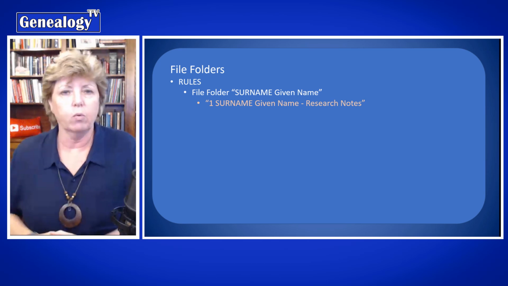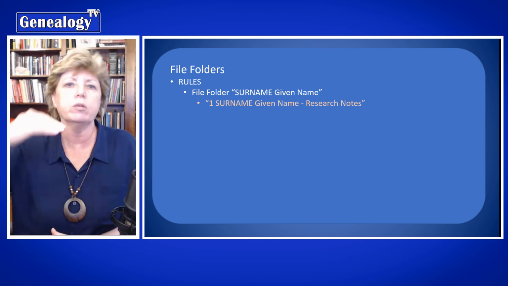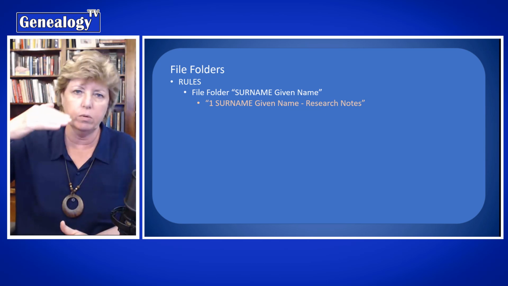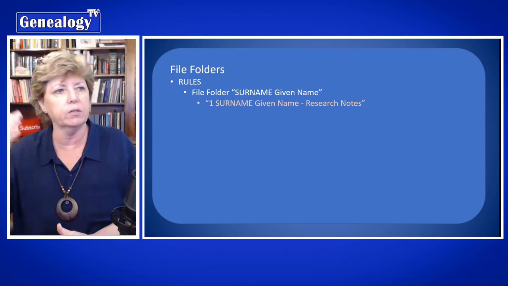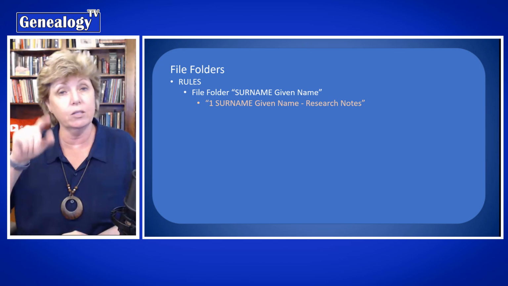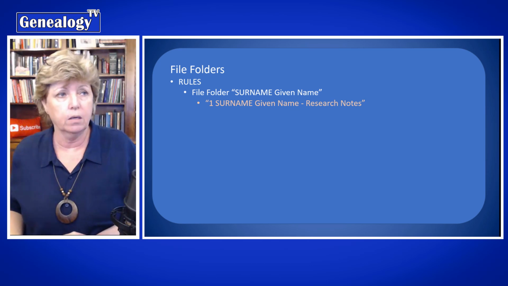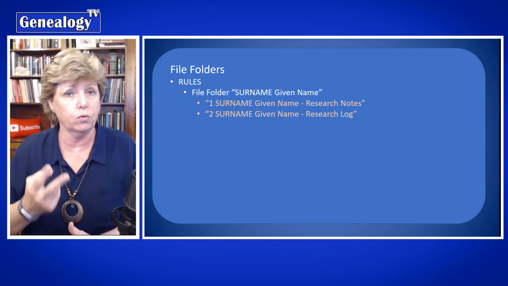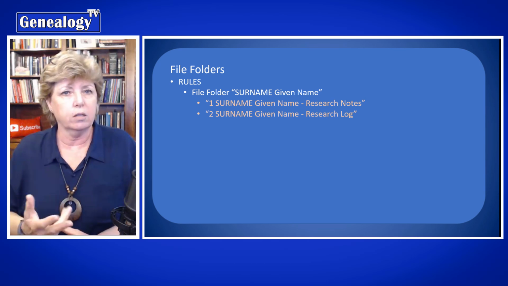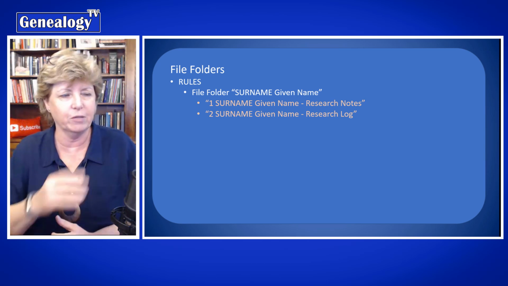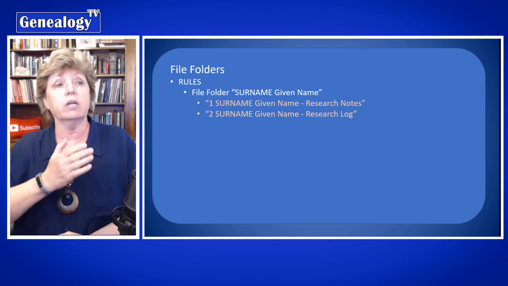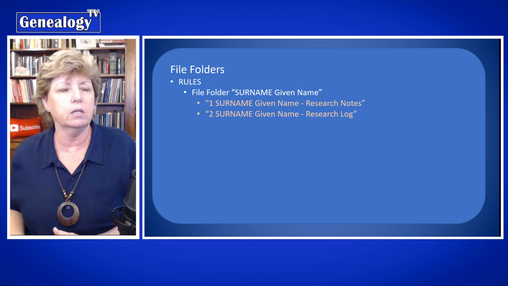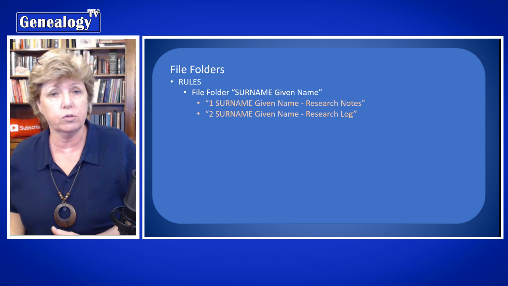So it starts with a number 1. So it rises to the top because you're always going to be changing that document. You're constantly doing more research on that, and that's always easy to find. So it starts with the number 1, then the surname, then the given name. And then I usually put a dash research notes because my research log is done the same way, but he gets a number 2. Research logs, that's a whole other conversation we'll get into here in a second, but same thing. I usually bold the surname just so it grabs my attention, and then the given name, and then a dash research log.